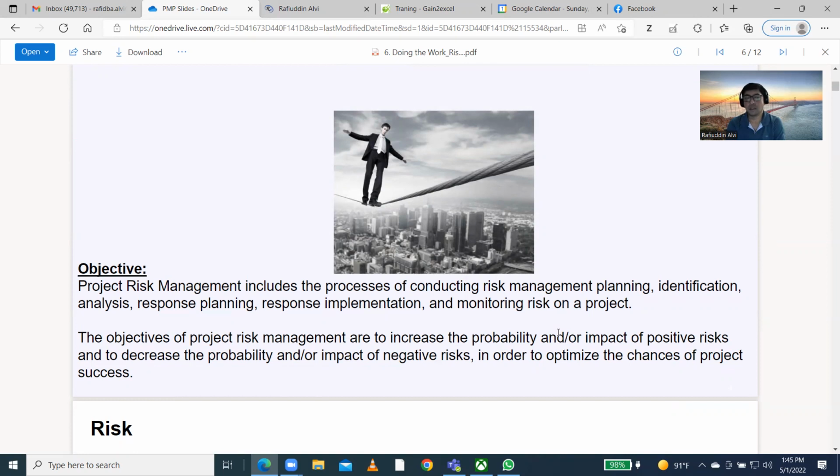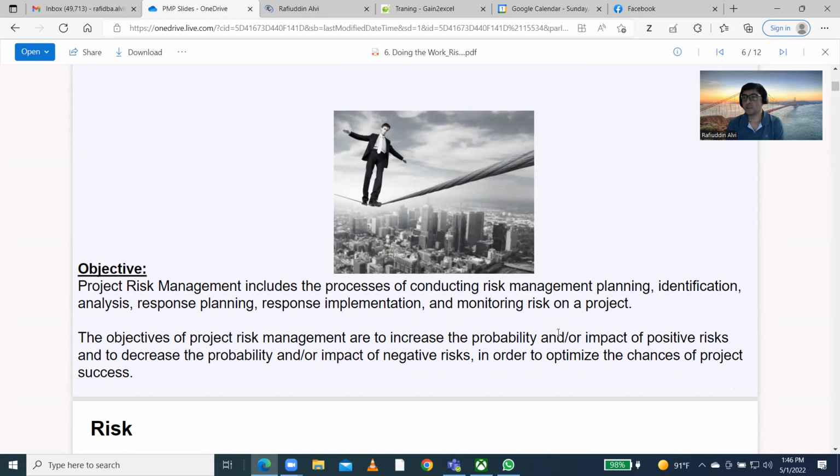Very simple. The objectives of project risk management are to increase the probability and impact of positive risk. So the main objective of project risk management is that you should increase the probability of positive risk. What is positive risk? For example, it can vary from company to company, from person to person. First I will consider it from an individual perspective. Let's say, for example, positive risk.